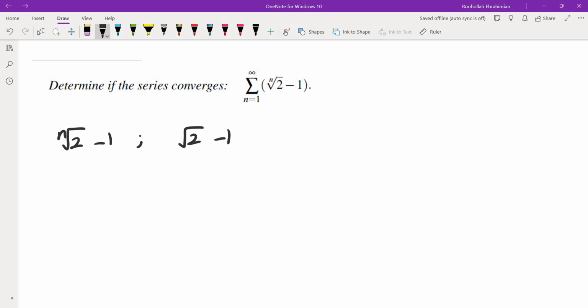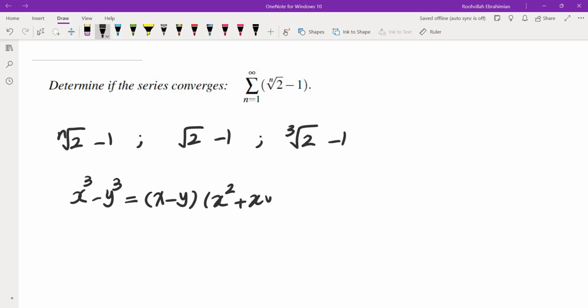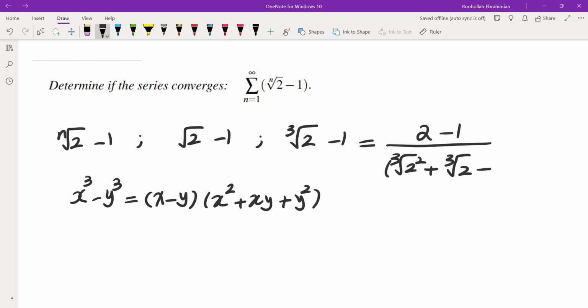Somewhere between 0.4 and 0.5. So if you look at the cube root of 2 minus 1, that might be a little bit more difficult to understand. One way of understanding this would be to multiply by its conjugate. You are familiar with the difference of cubes: x cubed minus y cubed is x minus y times x squared plus xy plus y squared. If you multiply by the conjugate, that would give you 2 minus 1 over the cube root of 2 squared plus the cube root of 2 plus 1.